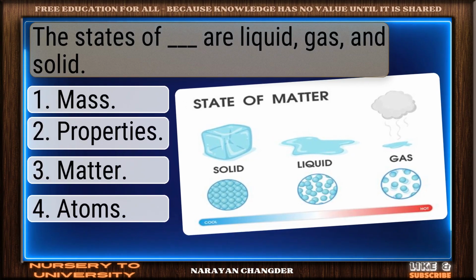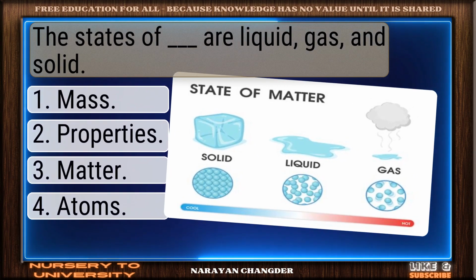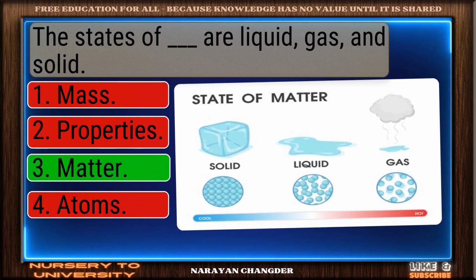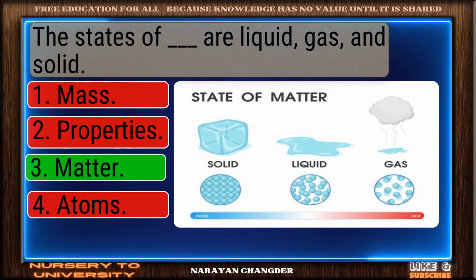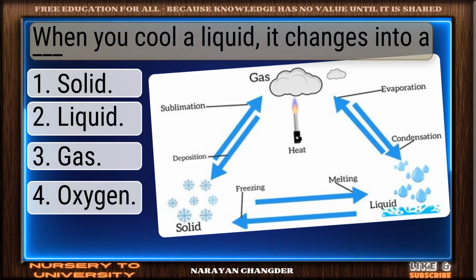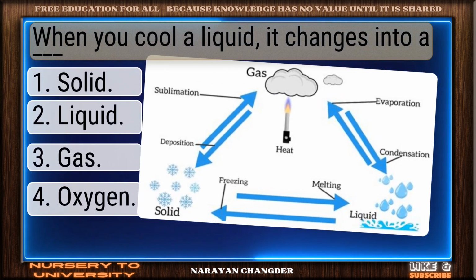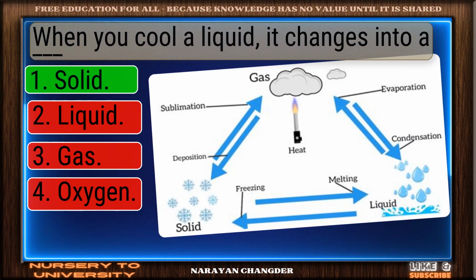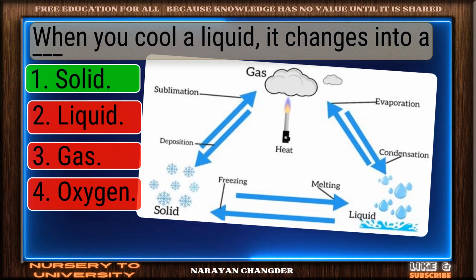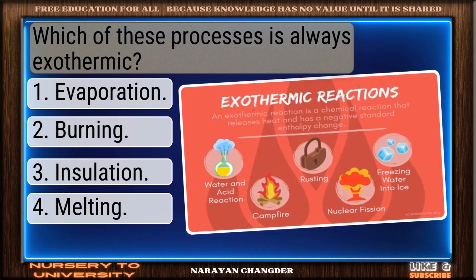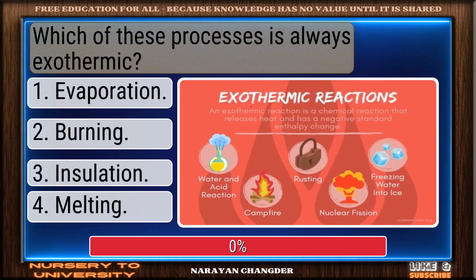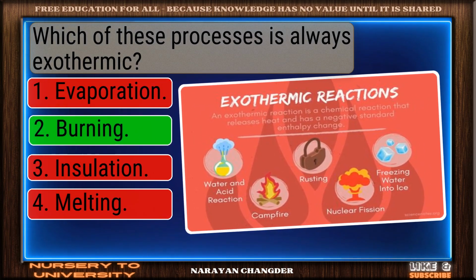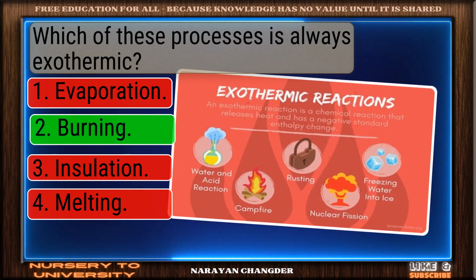The states of dash are liquid, gas, and solid. Correct. Matter is the right answer. When you cool a liquid, it changes into a dash. Right choice. Solid is the best answer. Which of these processes is always exothermic? Good job. Your answer, burning, works well here.